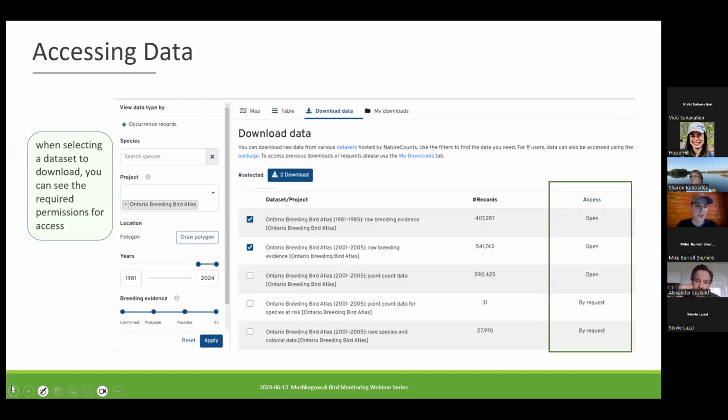And yeah, when you're selecting a data set to download, you can see the required permissions for access. So the first two, you can see Ontario Breeding Bird Atlas. The raw breeding evidence for Atlas 1 and Atlas 2 are open, but the bottom ones, the species at risk data and colonial data, are by request only. So that's, again, just to protect the locations of species at risk. Next slide. I think this is the video.